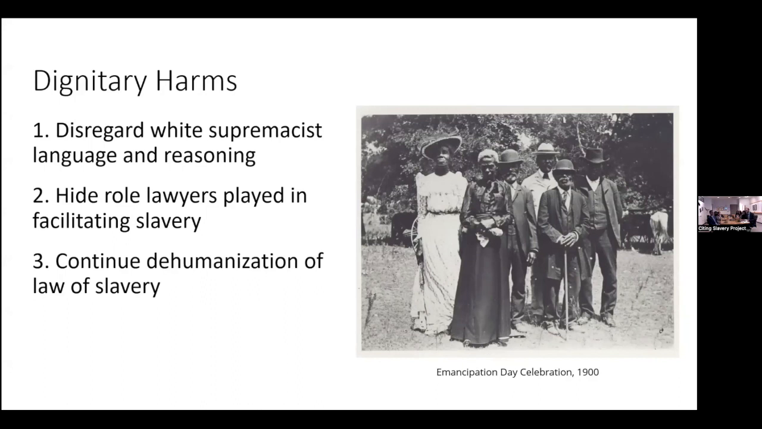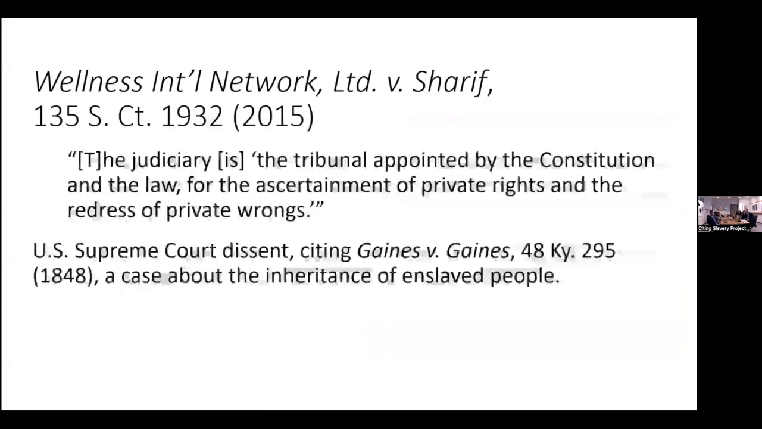Let me give you some examples. In 2015, Justice Thomas, writing a dissent, relied on a case about the inheritance of enslaved people for the proposition that, quote, the judiciary is the tribunal appointed by the Constitution and the law for the ascertainment of private rights and the redress of private wrongs. He thus justified judicial power by pointing to one of the worst abuses of judicial power, its enforcement of slavery.